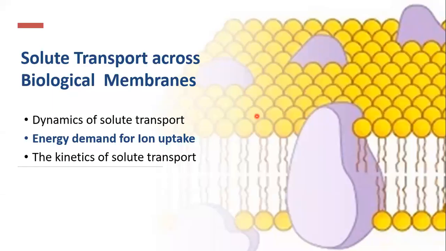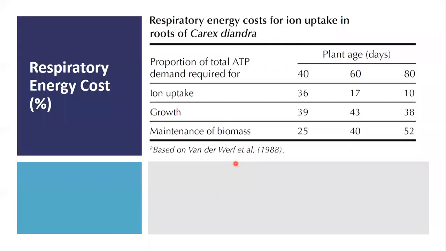Then energy demand, because we have mentioned many times that it depends on the movement of H ions from inside to outside, which will develop the chemical gradient. So it means that it also requires energy. Here there is an example: respiratory energy cost for ion uptake in roots of Carex dendra. This is a plant species. Ion uptake and the plant age, growth, maintenance of biomass, proportion of total ATP demand required for.